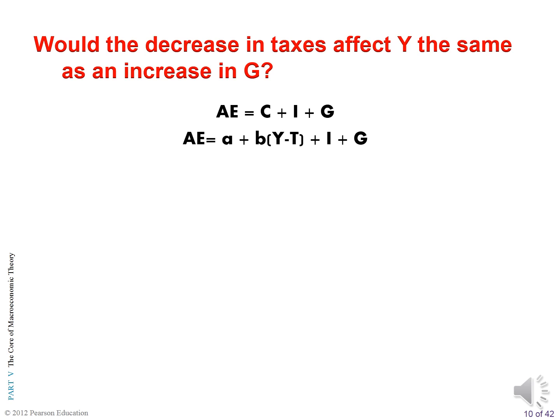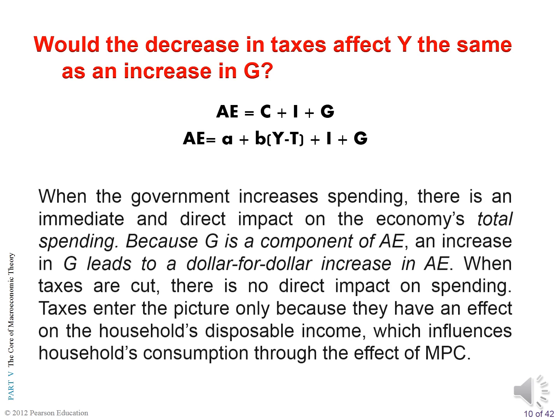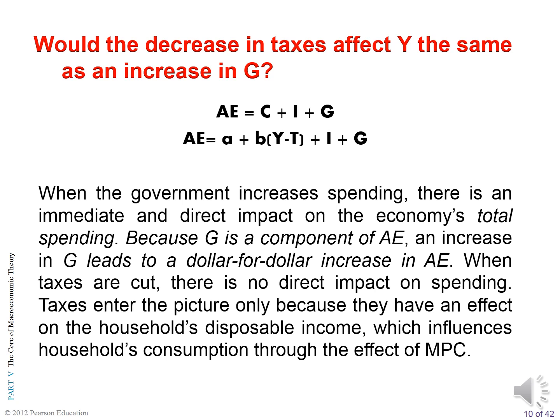يعني مثلا لو احنا قلنا عليها 0.8 يبقى ب$0.8. خلاص يبقى الافكت اوف T on aggregate expenditure وبالتالي on Y will be less than the effect of G on aggregate expenditure. واضحة؟ خد بالك دي مهمة. يبقى when the government increases spending there is an immediate and direct impact on the economy's total spending. ليه؟ Because G is a component of aggregate expenditure. An increase in G leads to a dollar for dollar increase in aggregate expenditure.